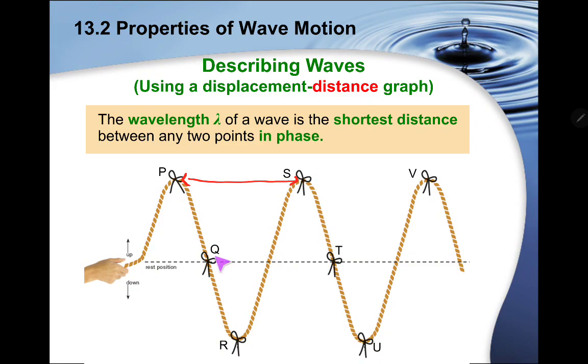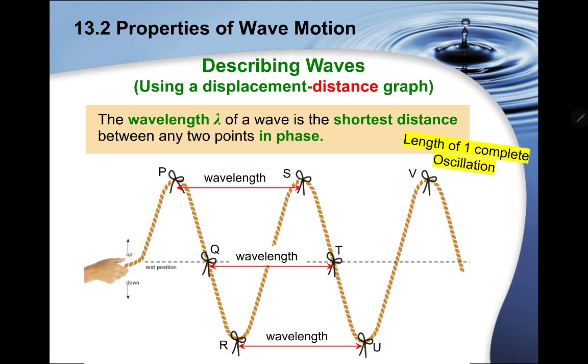Pretty straightforward, right? So Q and T is also a wavelength. The distance between Q and T is also a wavelength, and the distance between R and U is also a wavelength. Alright, so the wavelength is, put simply, the length of one complete oscillation. Okay, so wavelength means length of a wave. Length of a wave is length of one complete oscillation, so that is the wavelength.